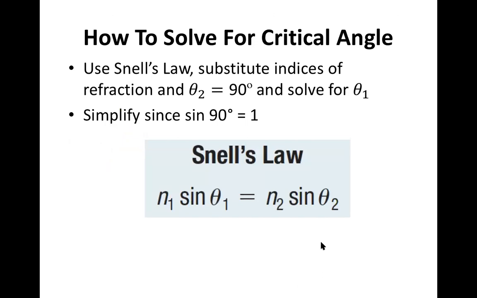So we solve for critical angle using Snell's law and using theta 2 equals 90 degrees and solving for theta 1. So what is the incident angle where the refracted line will be 90 degrees, or on the boundary?